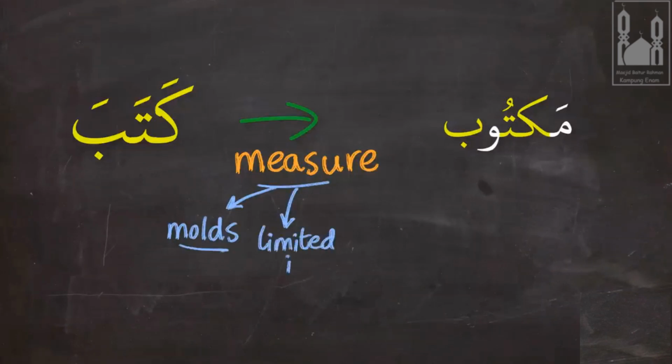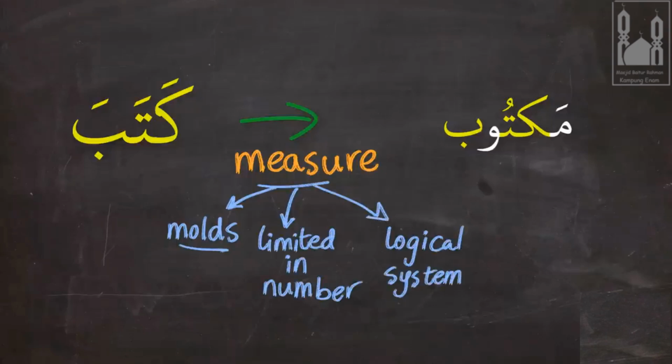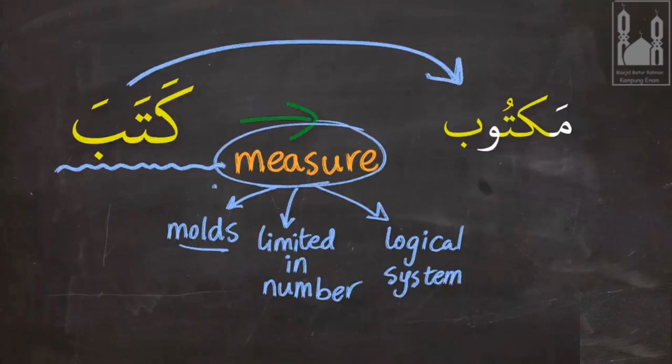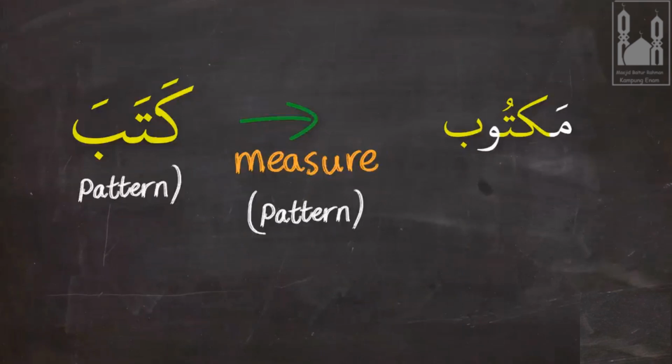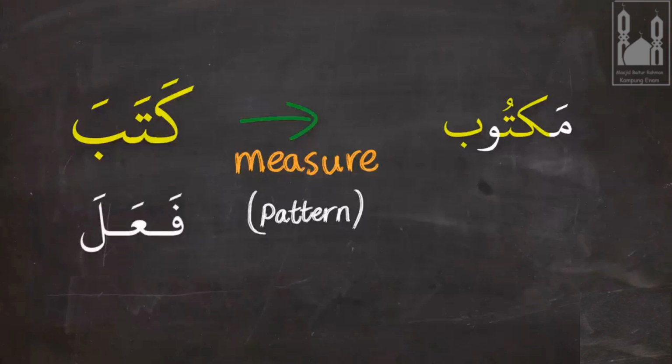These measures in Arabic are limited in number and they follow a logical system. So knowing them enables you to form words from almost any root. So in Arabic, the root and the measures, so the molds, have patterns, which makes it possible for us to know how to go from roots to variations using measures. So the root of kataba has the pattern of fa'ala.